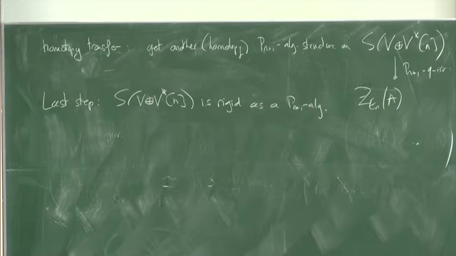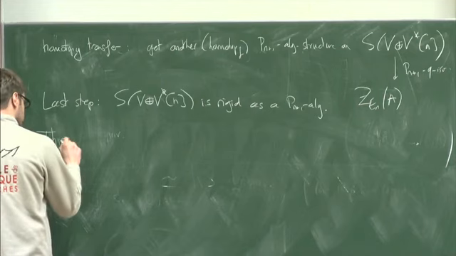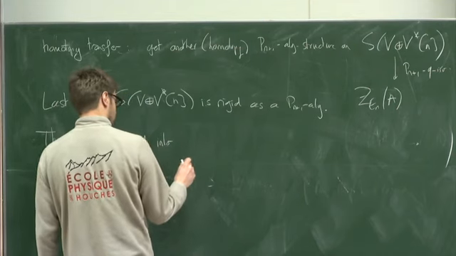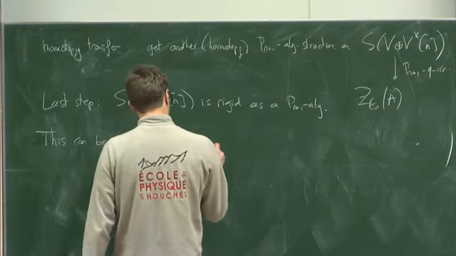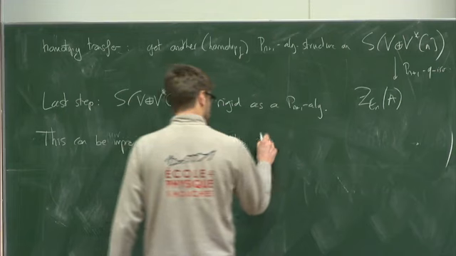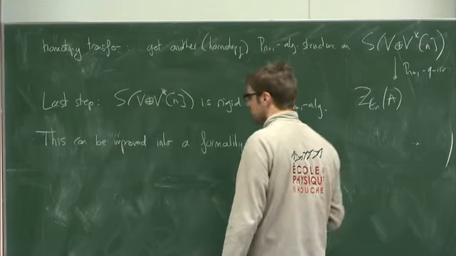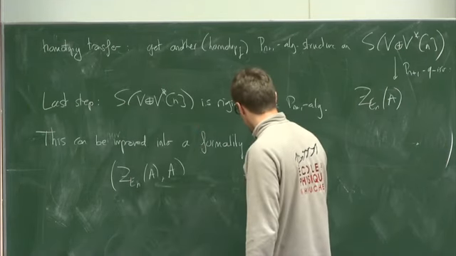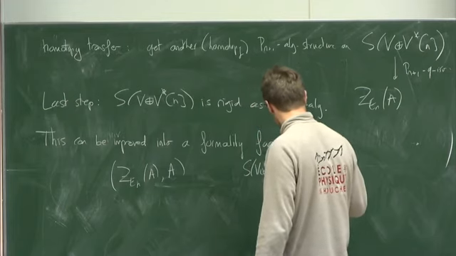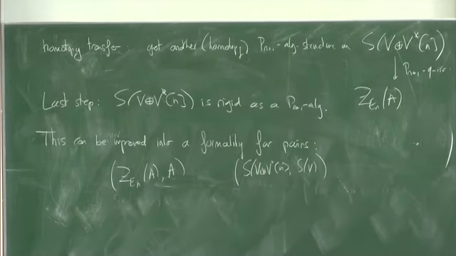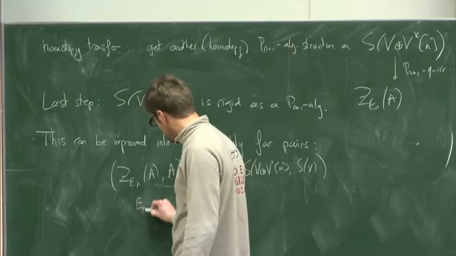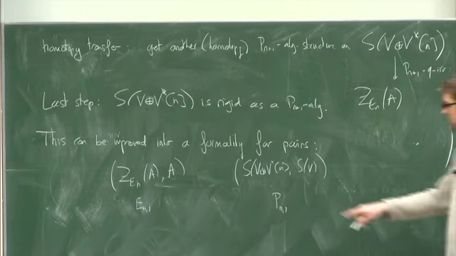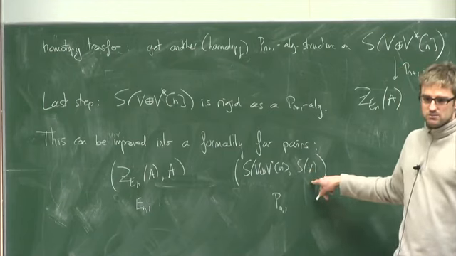Actually, so this can be improved into a formality for pairs Z_A, A on one side, and S of V plus V dual shifted by n, and SV on the other side. So here you have an E_{n+1} algebra structure. Here you have what I will call a P_{n+1,n}, which is just a Pn plus 1 algebra acting on a Pn algebra.